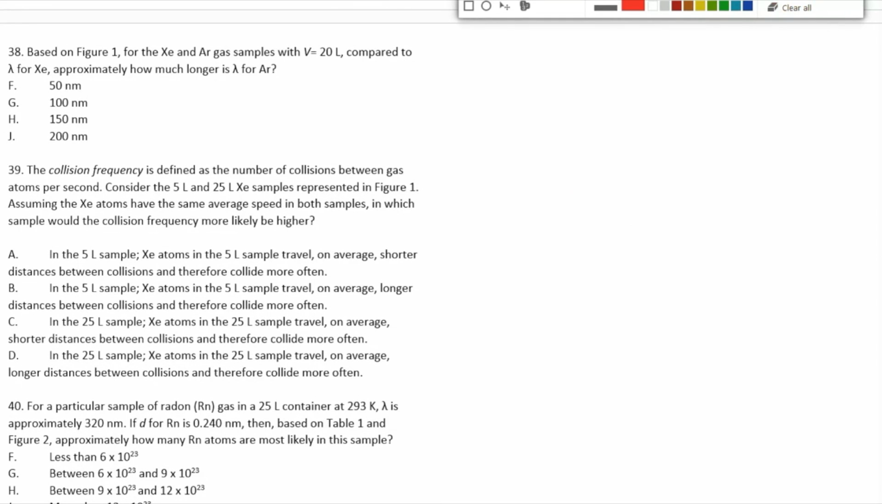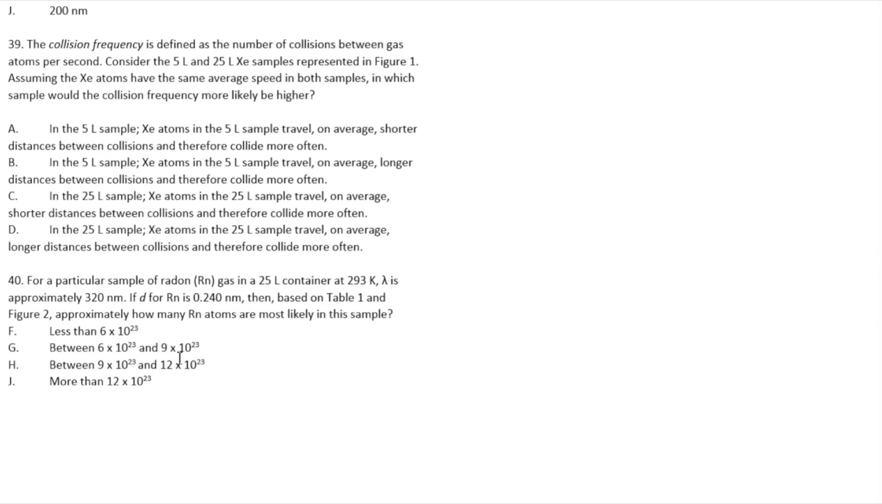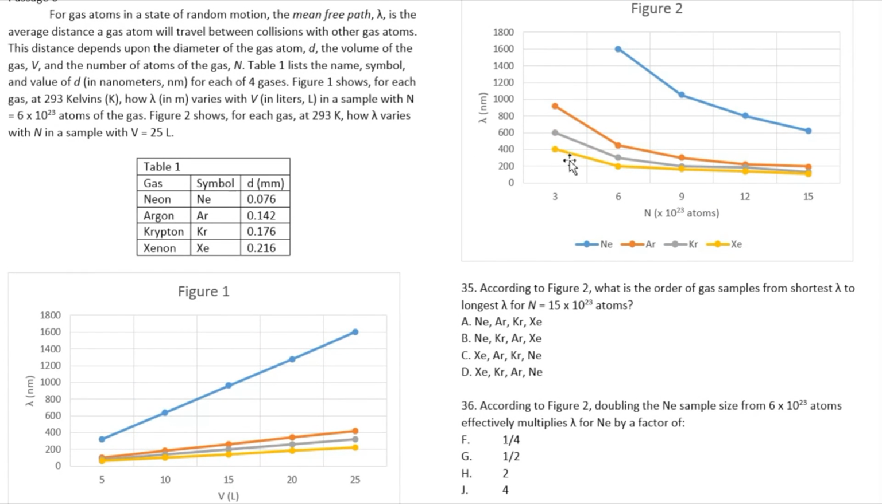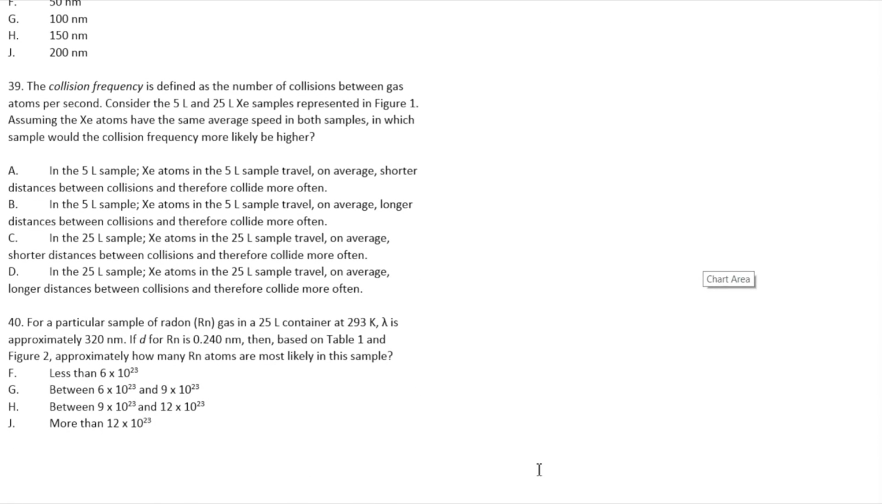I'm going to clear this right here. And we need to know approximately how many radon atoms are most likely in this sample. We have a few options here: less than 6, 6 to 9, 9 to 12, or 12 onward. And we'll scroll on up, and unfortunately I cleared it, but remember that the line was here, and it intersected maybe somewhere around here for 320 nanometers for lambda. So we can conclude that, based on the binning, it looks like 6 or less is how many atoms are in that radon sample. If we scroll on down, we see that the correct answer is indeed F, 6 times 10 to the 23rd.